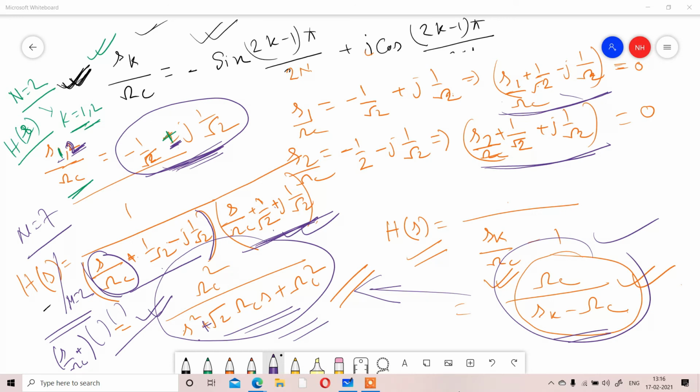After that again I will go forward. So you can try it for the third order filter also at your home, so it will be more clear to all of you.